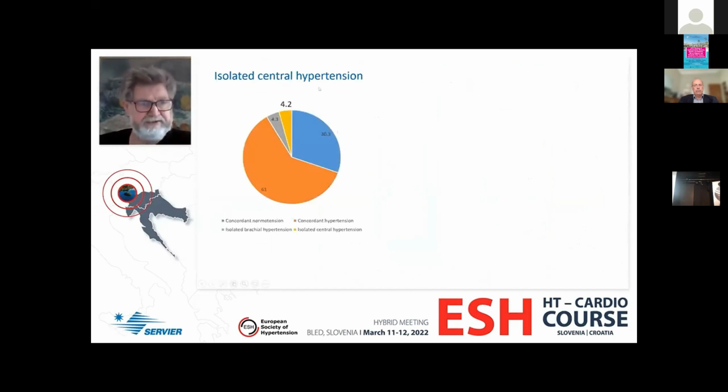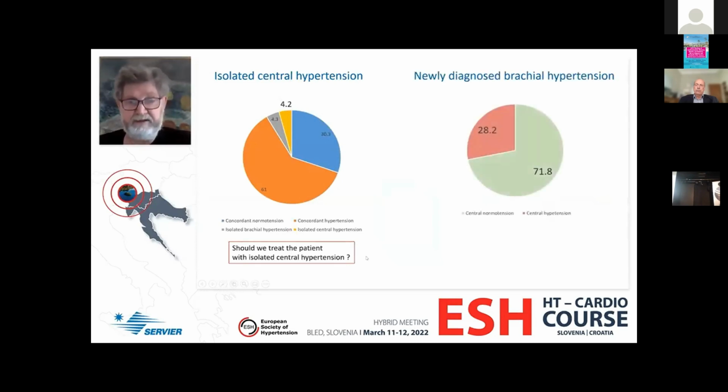So let's go back to our results. You can see here the prevalence of isolated central hypertension was 4.2%. Isolated means that they have normal brachial blood pressure. So the question is, should we treat the patient with isolated central hypertension?